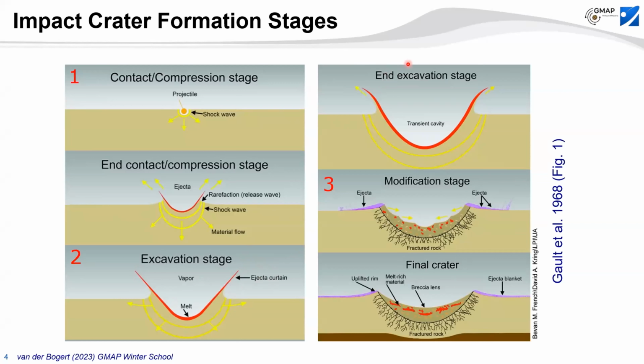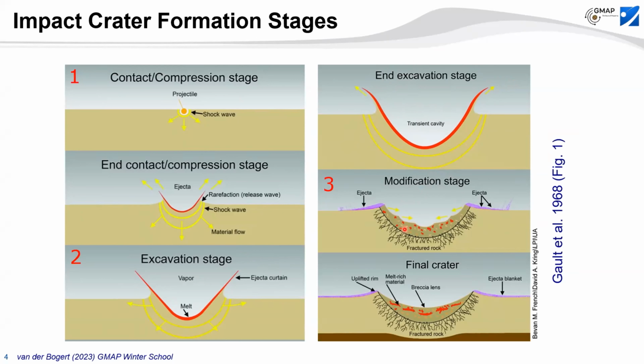When we move farther along in the excavation stage, the material has stopped moving outward from what's called the transient cavity, because all of the energy that has just been deposited into that target has been used up. And then basically we move into what's called the modification stage.